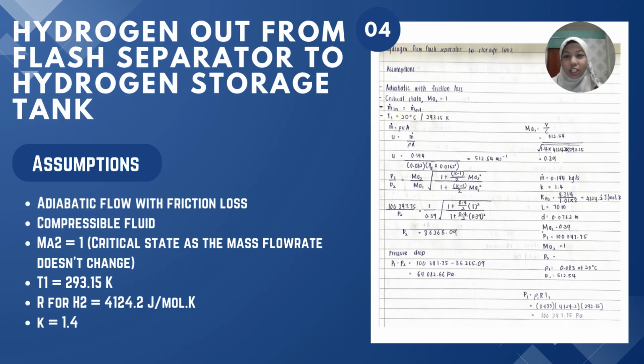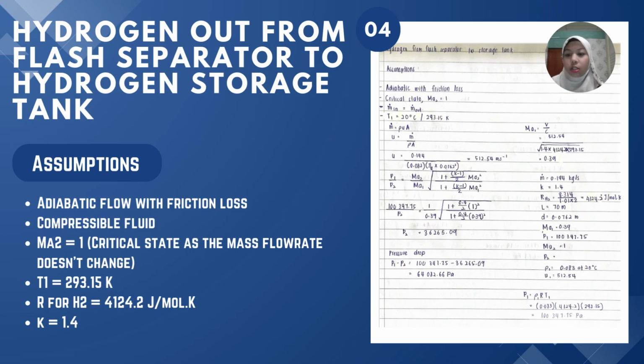For the fourth stream, which is hydrogen out from the flash separator to the hydrogen storage tank, it is full of hydrogen gas, so it is basically a compressible fluid. The assumption that we make is adiabatic flow with friction loss. The Mach number for the outlet equals 1, which is the critical state, as the mass flow rate doesn't change. Temperature 1 equals 293.15 Kelvin.